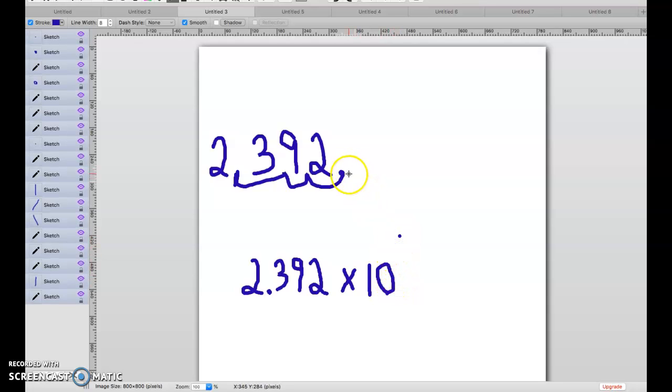How many times did I move the decimal place? 1, 2, 3. 3 times. Should this be a positive 3 or a negative 3? My original number was a big number, 2,000 something, so I want this 3 to be positive. This is my final answer: 2.392 times 10 to the power of 3.